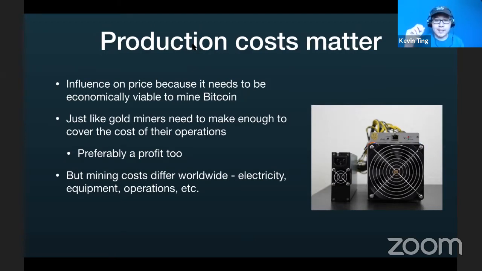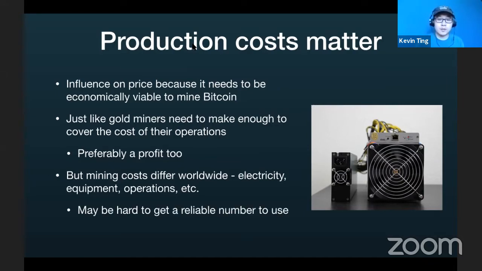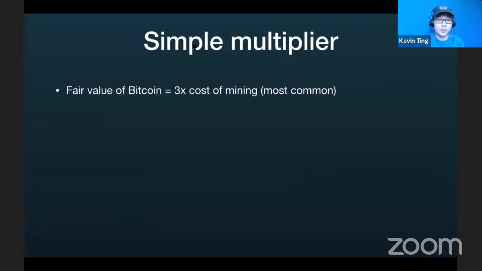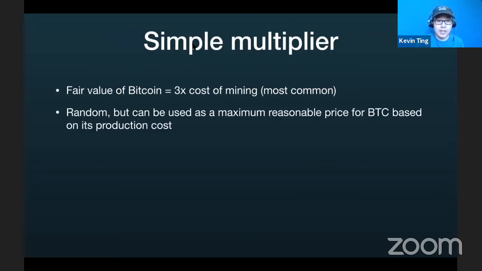But the thing is that mining costs differ worldwide. You have different costs of electricity, different equipment costs, different costs of operations, and so on. So it may be hard to get a reliable number to use in this case. But let's just assume for the sake of argument that we can. The first way to do it is a simple multiplier. What this theory says is that the fair value of Bitcoin is equal to 3x the cost of mining. Of course, this number is random, but this is the most common one. And it can be used as a way to establish a maximum reasonable price for Bitcoin based on its production value.